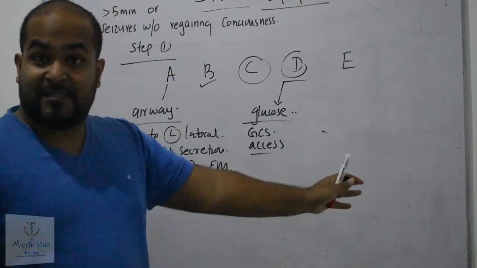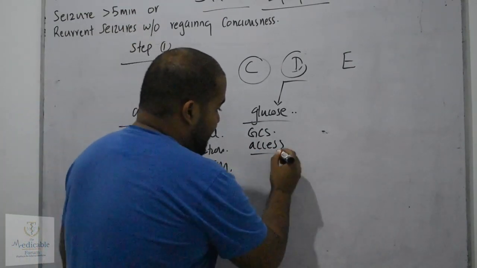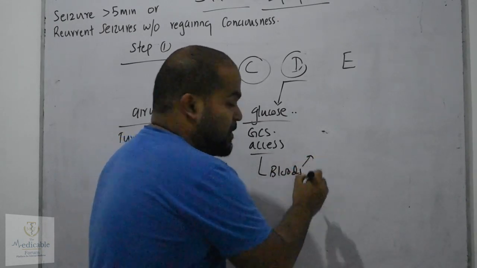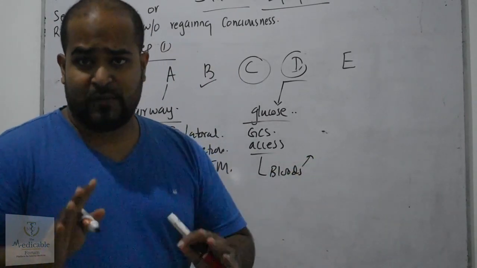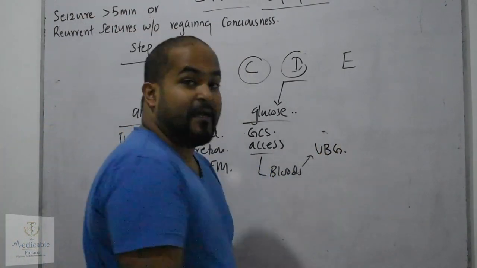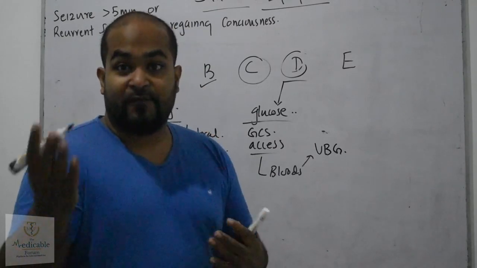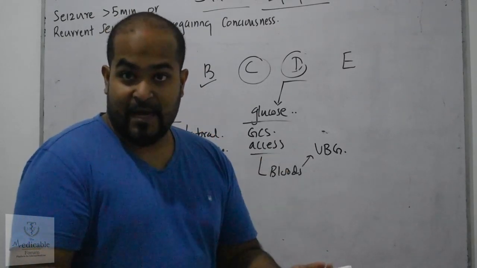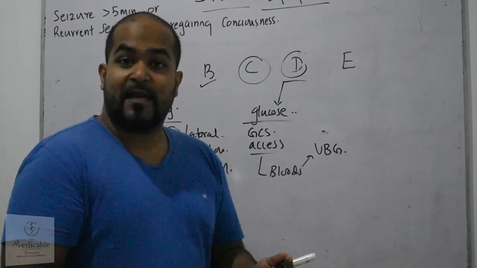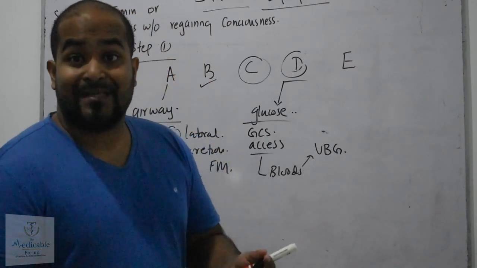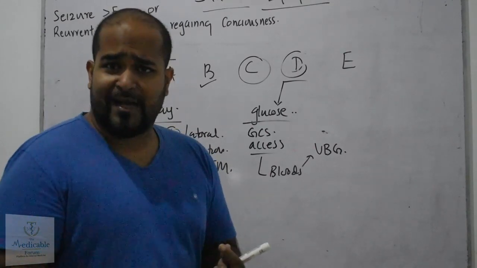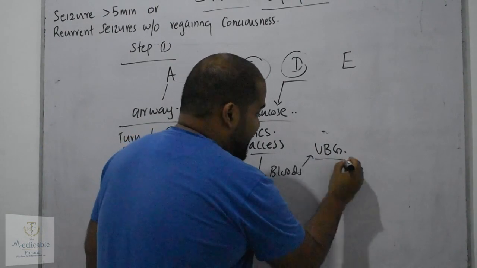Meantime, once the access is achieved, you need to get bloods. Bloods for what actually? You already checked the capillary blood glucose, so it's done. So then take a VBG, a venous blood gas. That venous blood gas will tell you the acid-base status. Mostly they will be in acidosis because of the fit. Then what do you want to know? You want to know the electrolytes, the sodium and the potassium, and you can get an idea of the calcium also.